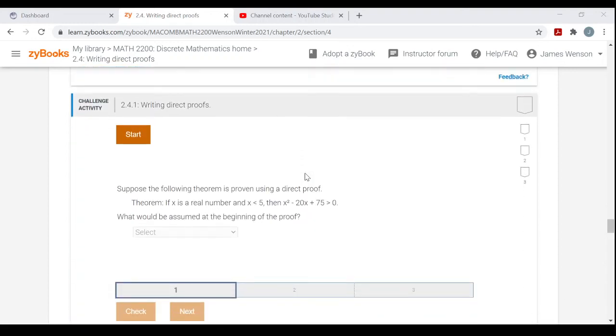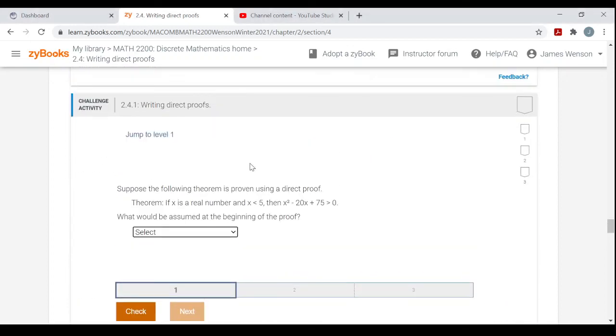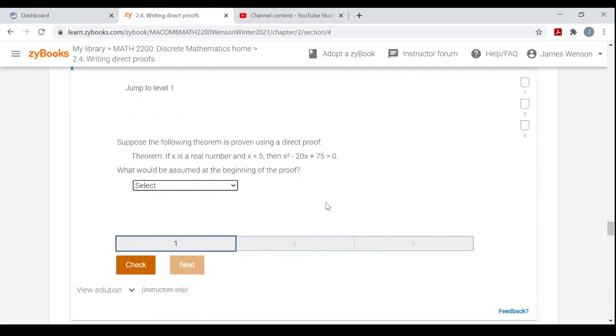All right, and then your challenge, and this is the last thing. Suppose the following theorem is proven using a direct proof. The theorem is: if x is a real number and x is less than 5, so you're assuming both of these things, then show that x squared minus 20x plus 75 would be greater than 0. So what would be assumed at the beginning of the proof?